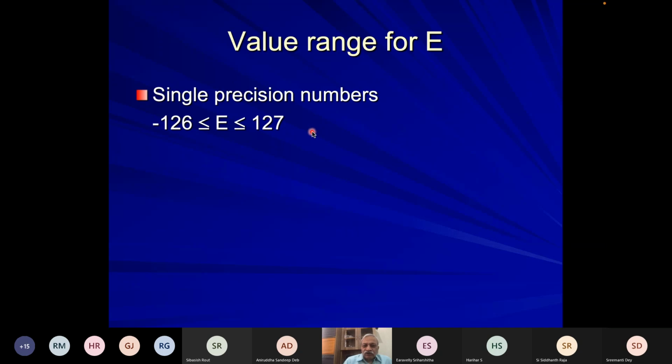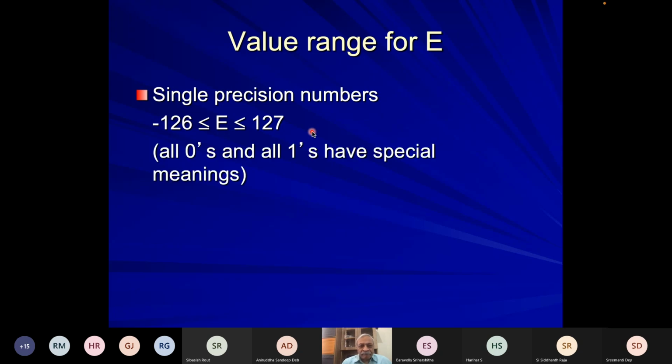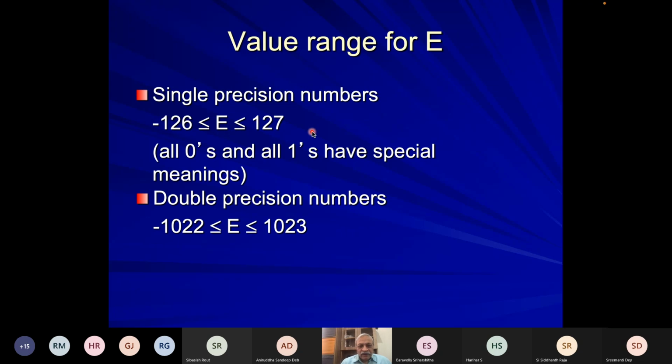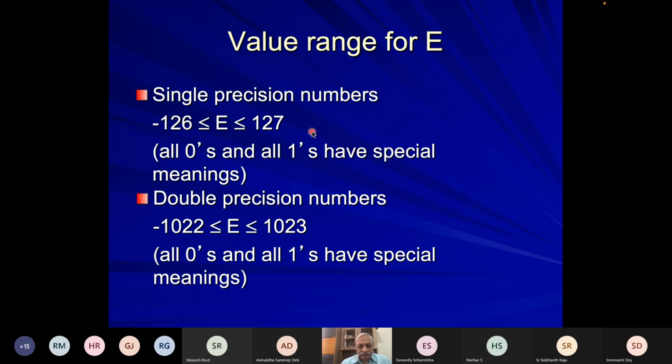So leaving these two aside, if you take the exponent representation and subtract the 127 bias, you will get the signed value of the exponent. All zeros and all ones have special meaning, which I'll come to later on. For double precision, with the given bias, the range is minus 1022 to 1023.